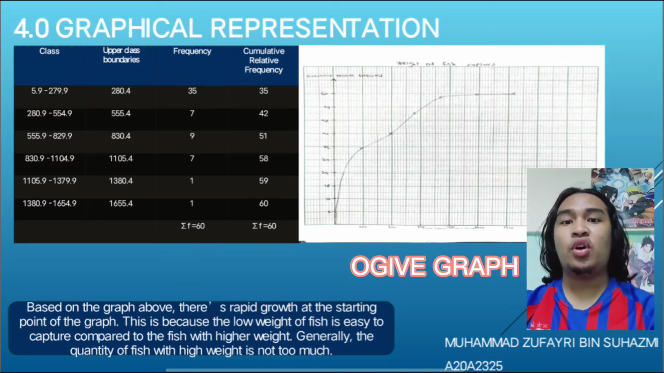So, I'm going to present graphical representation. We go first for the ogive graph. Based on the graph above, there is a rapid growth at the starting point of the graph. This is because low weight fish is easy to capture compared to fish with higher weight. Generally, the quantity of high weight fish is not too much. As a result, the pattern at the end of the graph is low.